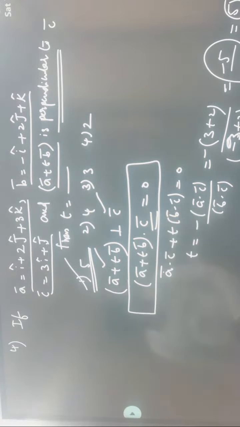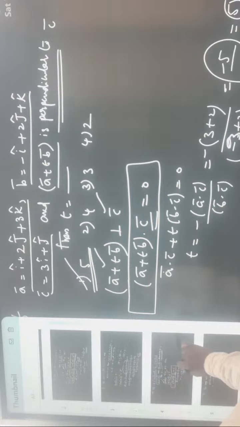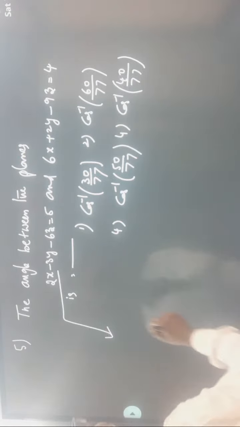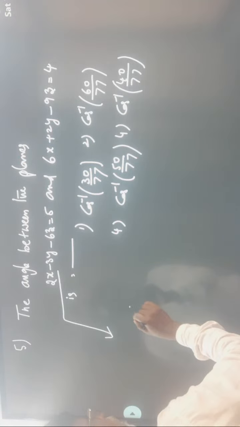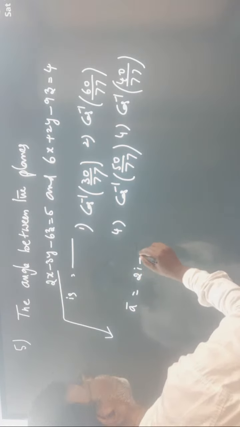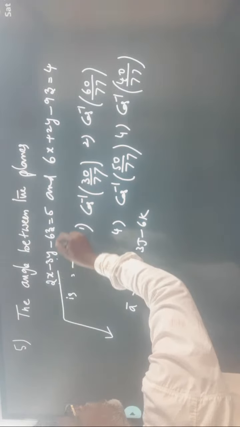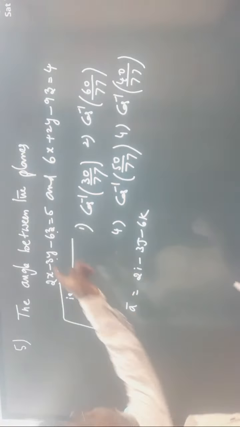Now let me explain another question. The next question is the angle between the planes. What is the normal of the plane? That is the normal of the plane A bar equals 2i minus 3j minus 6k. So 2i minus 3j minus 6k is the normal of this plane.